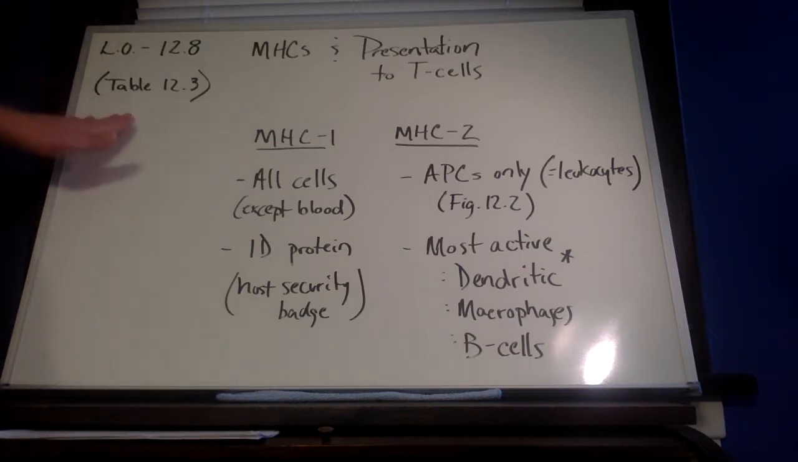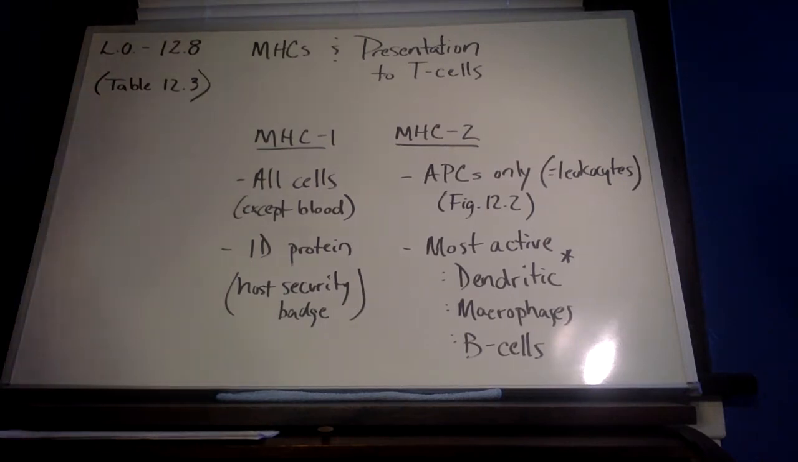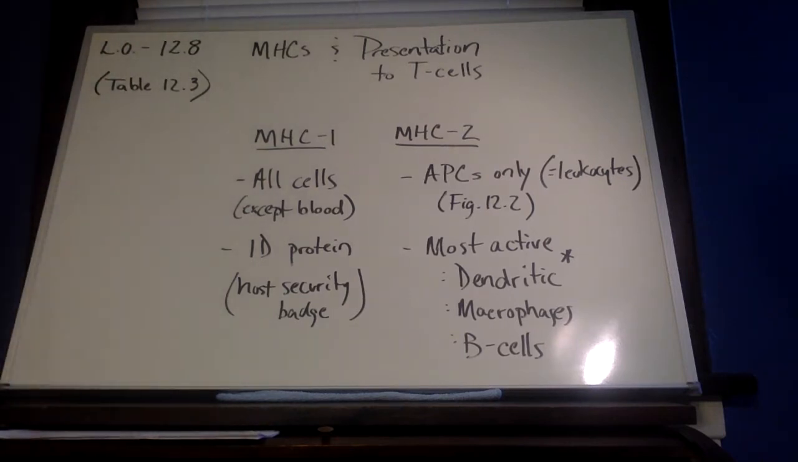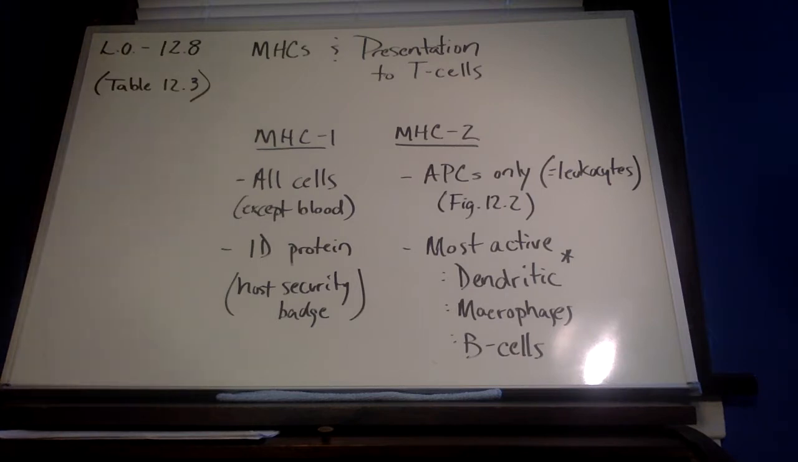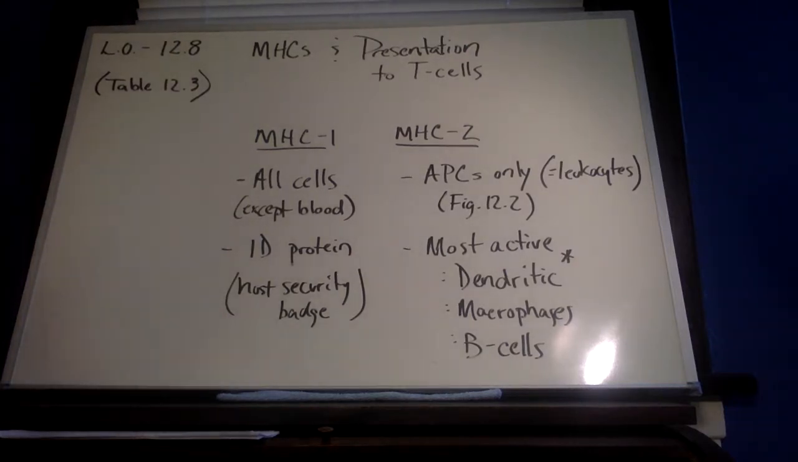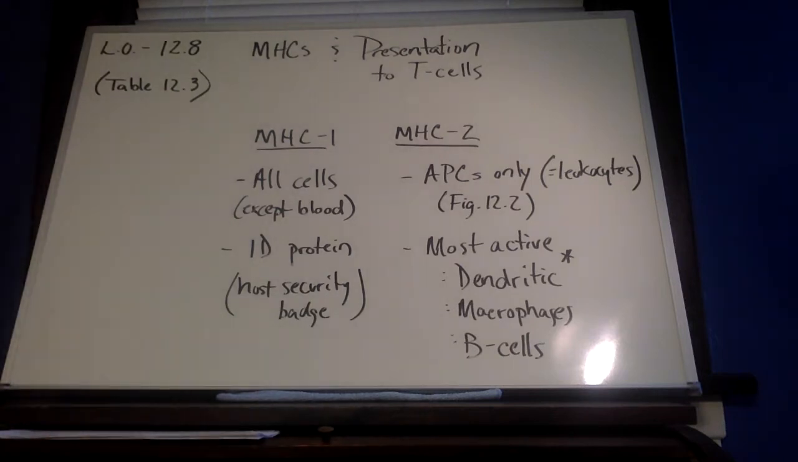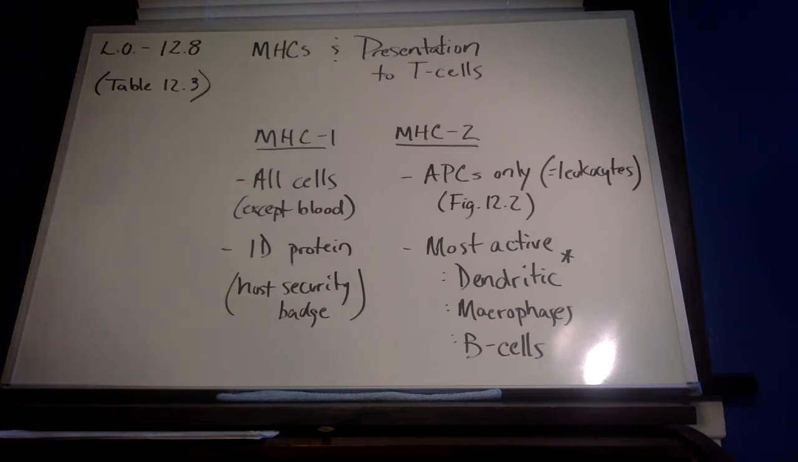These are summarized in table 12.3, but I've also put the information here. You have MHC1, major histocompatibility 1 proteins. These are found in every one of your cells, except blood cells. As I put there, it's an ID protein. This is like your security badge. If you don't belong here, then you're not given a security clearance to be in the host cell. So the MHC1 are what identify you as the host cells.